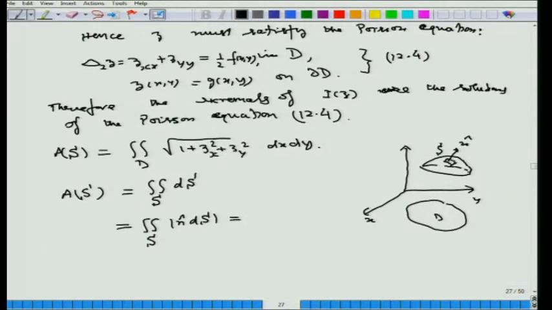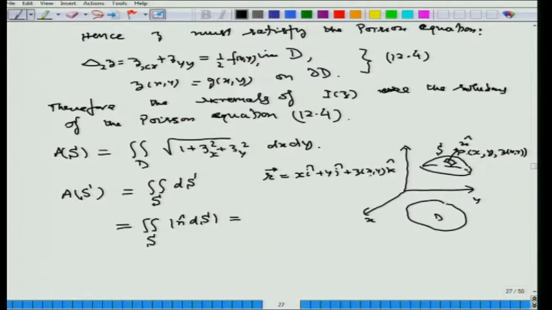So, here any point P is given. P has the coordinates, so the position vector of P, let us say R is the position vector of P, that is then x i plus y j plus z k, with z as a function of x, y here. So here point P has the coordinates x, y and z as a function of x, y, like this.